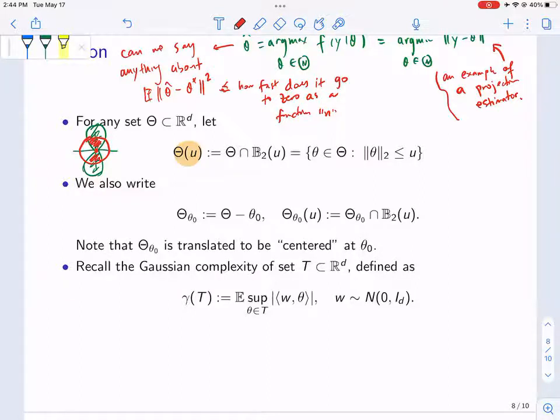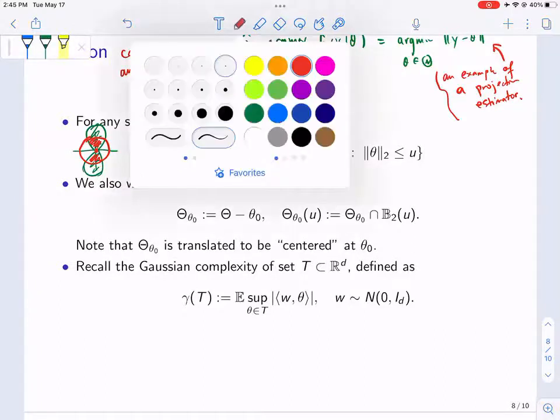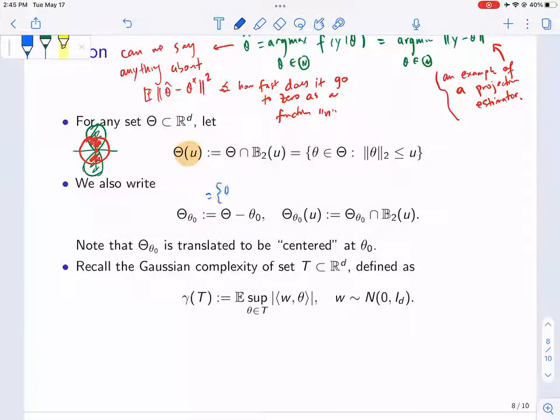And in fact, what I wanted is to do this at a generic point. So I'm going to translate to theta naught. That's going to be our, let's say, true theta. So this notation, theta sub theta naught, is theta minus theta naught. This is the set of all things that look like this, theta minus theta naught, where theta belongs to theta.